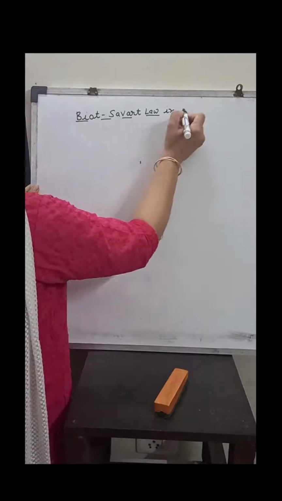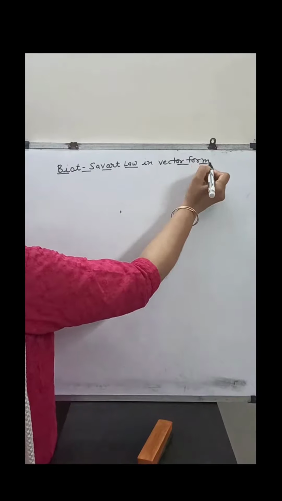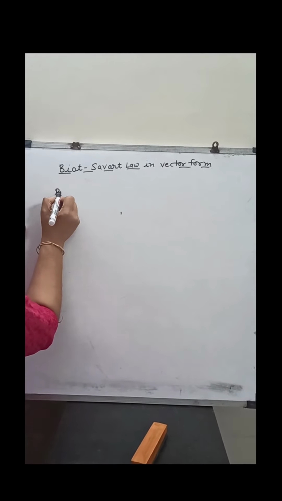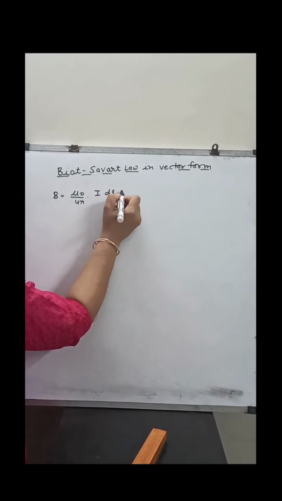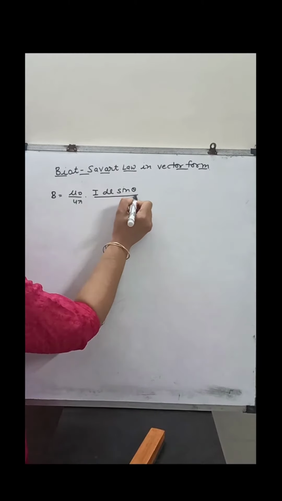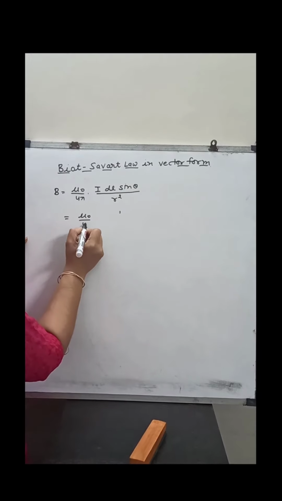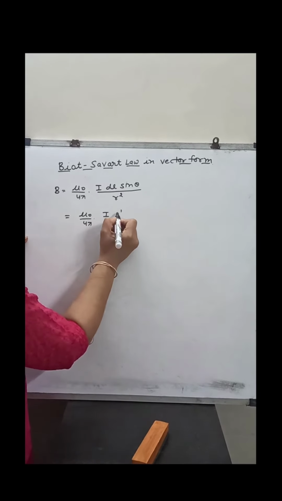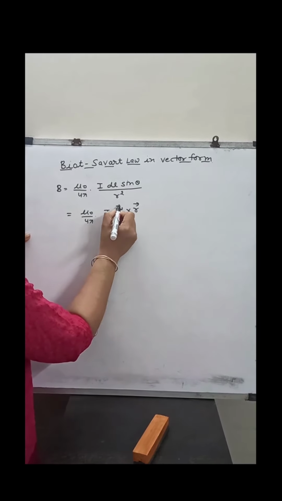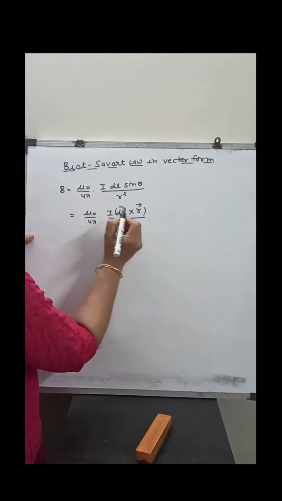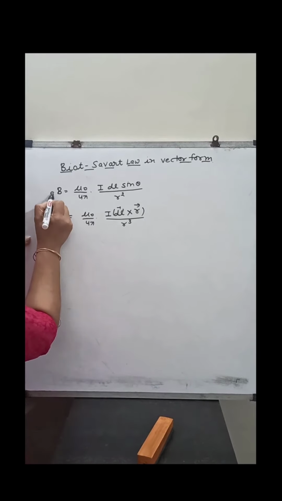Now we will write Biot-Savart law in vector form. We divide and multiply this equation by r. We can write mu naught by 4 pi I dl cross r divided by r cube. This equation is vector form of Biot-Savart law.